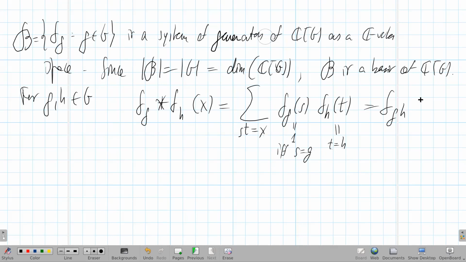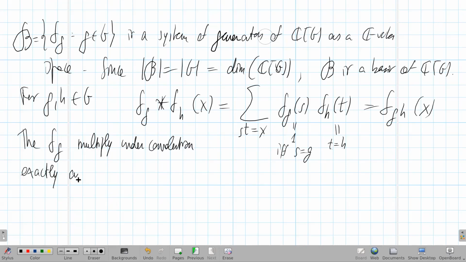So you see, this is actually delta GH of X, because delta GH of X is the map that is only different from 0 when X equals GH, okay? And this is what we are finding here. So what you see is that the delta G multiply under convolution exactly as the elements of G, because the convolution product of delta G and delta H is delta GH.